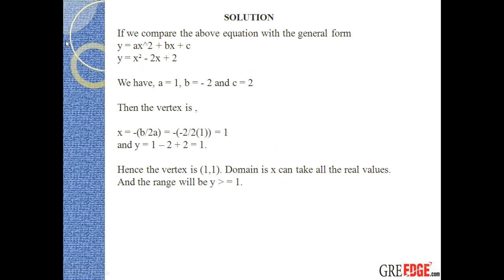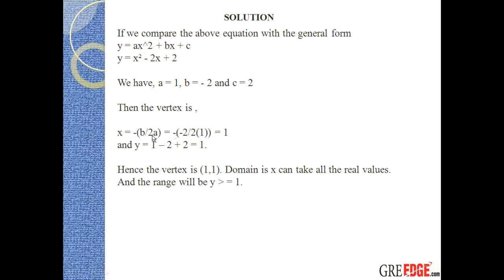Take the equation y is equal to ax square plus bx plus c. In this case the equation is y is equal to x square minus 2x plus 2. So here we have a is equal to 1, b is equal to minus 2 and c is equal to 2. First we have to find the vertex of the parabola. The x coordinate of the vertex is given by minus b by 2a. b is minus 2, a is 1. Substituting, we will have x as 1.